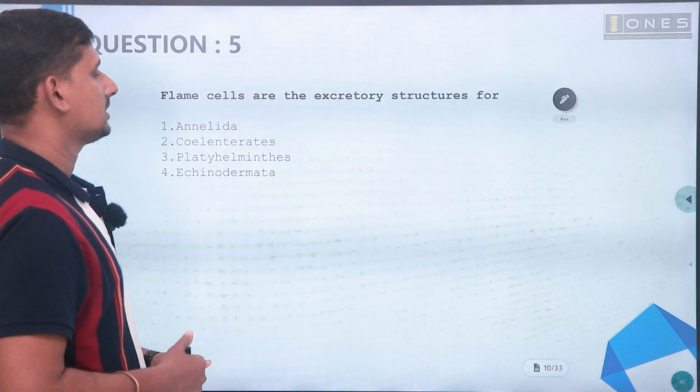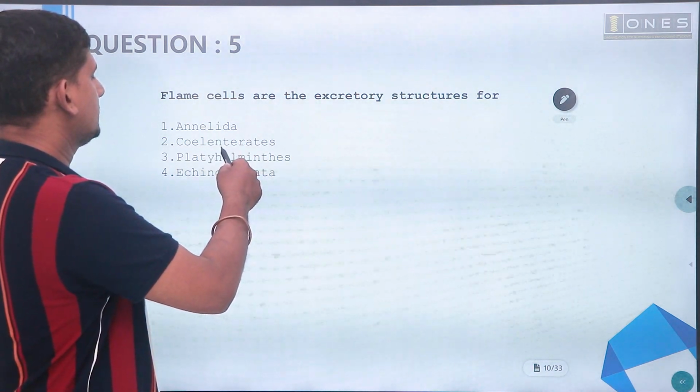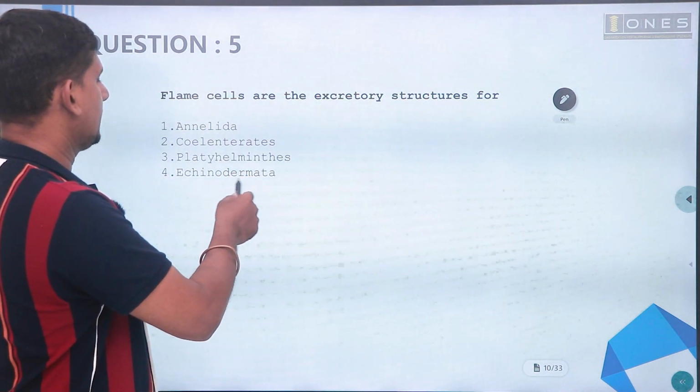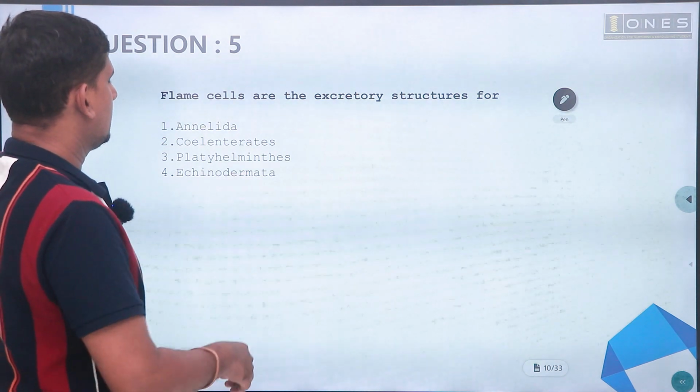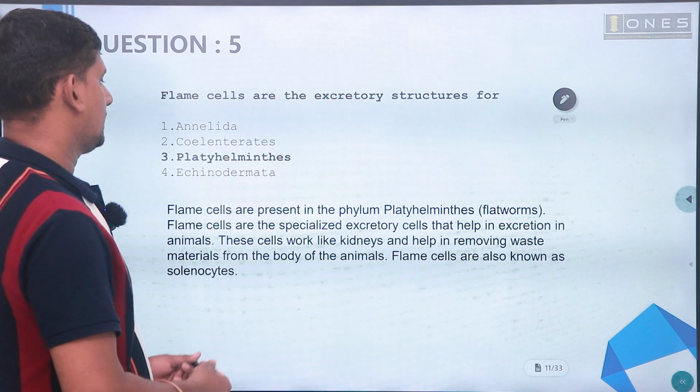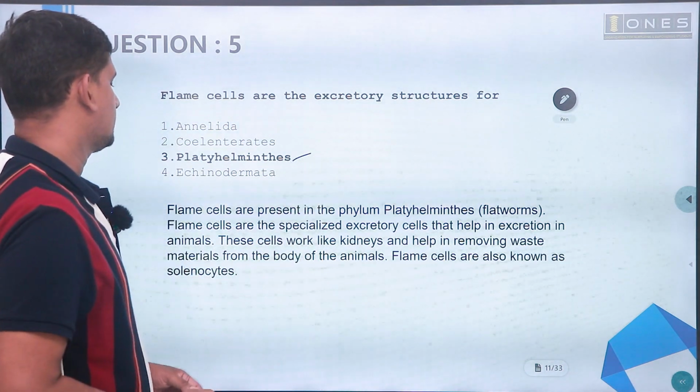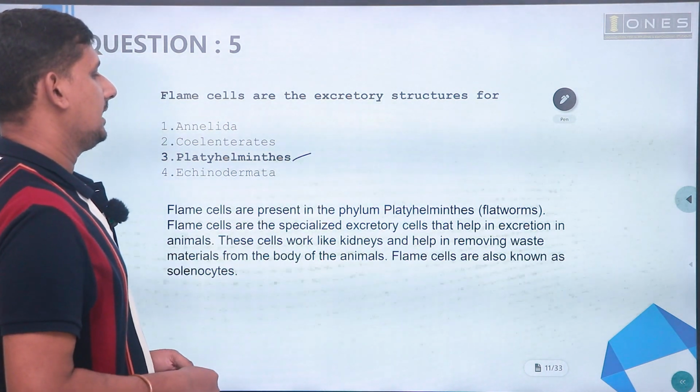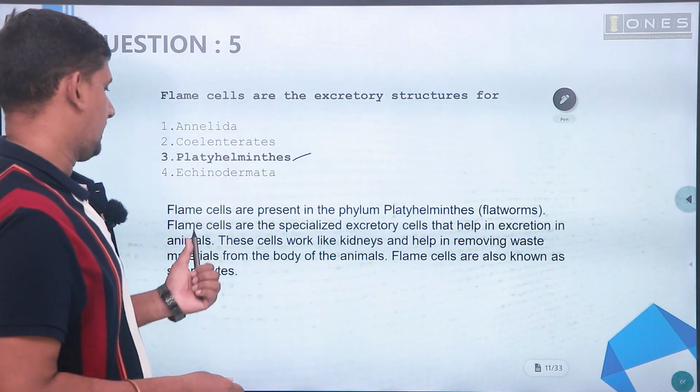So flame cells are the excretory structure for Annelida, coelentrates, platyhelminthes, echinodermata. So let's take the right answer. The options are Annelida, coelentrates, platyhelminthes, echinodermata. So the right answer is platyhelminthes. Flame cells are present in phylum Platyhelminthes, that is flatworms.